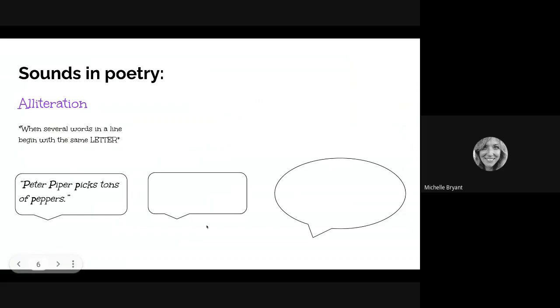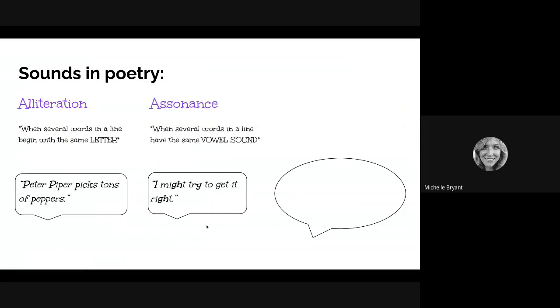All right, let's look at the next thing, assonance. Assonance is when several words in a line have the same vowel sound, not at the beginning, just in the word. So A, E, I, O, or U sounds. Like this example, I might try to get it right. It's about the sound, not the spelling. So in that example, we have the repeated long I sound. I might try right. Okay, that's assonance.